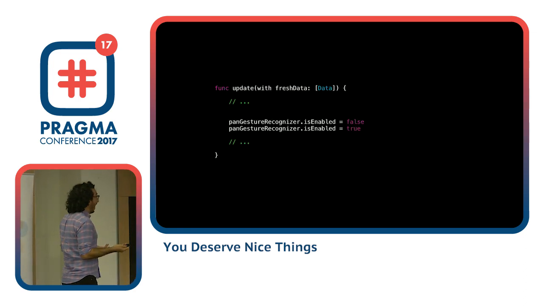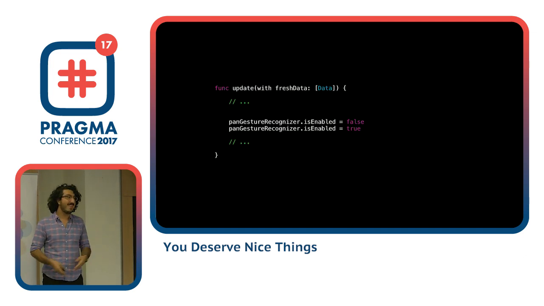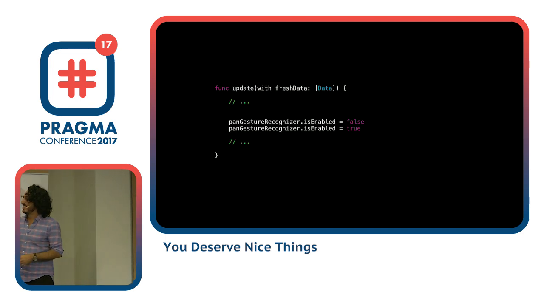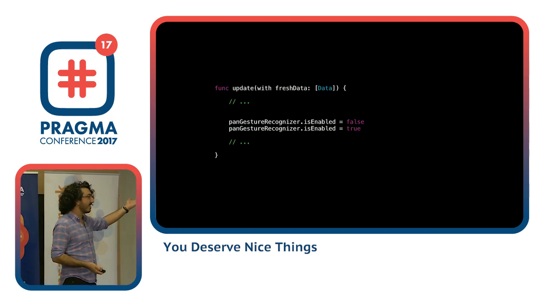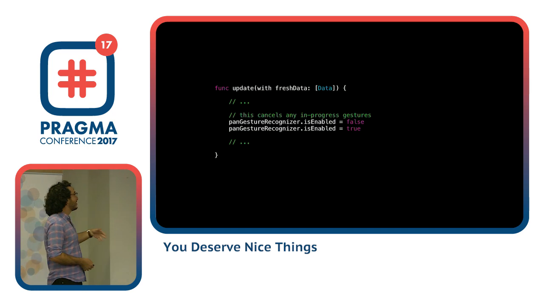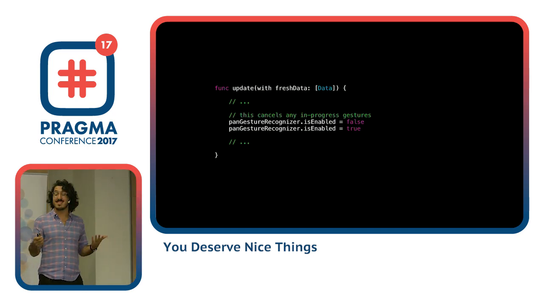And they tell you, well, obviously what you do is you set isEnabled to false, and then you set isEnabled to true, and that cancels it. Duh. And so you're like, well, the next developer that comes along is going to be like, what the hell is this? What do I do with this? So you add a comment. This cancels any in-progress gestures. You don't have to live like this.